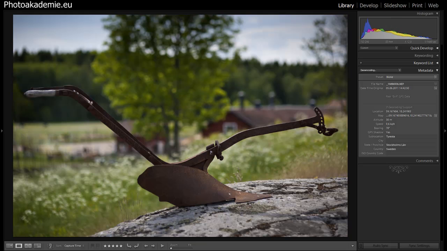Or this old tool I found there. I like the shape of this tool, and it matches very well with this tree here. So this is something cool I shot there outside. And as I said, 85mm and an aperture of 2.0.